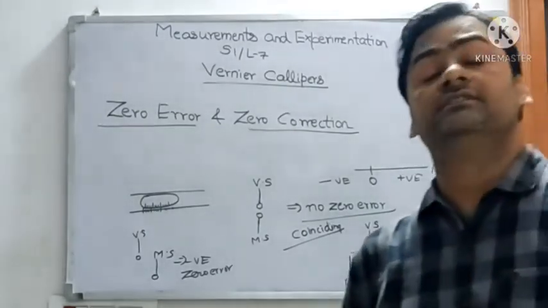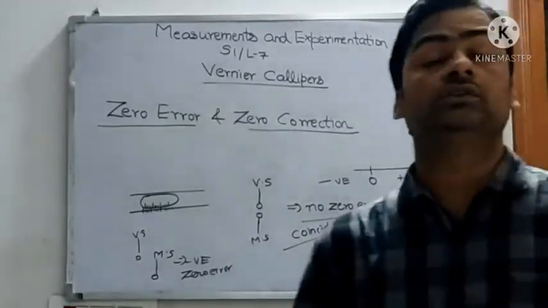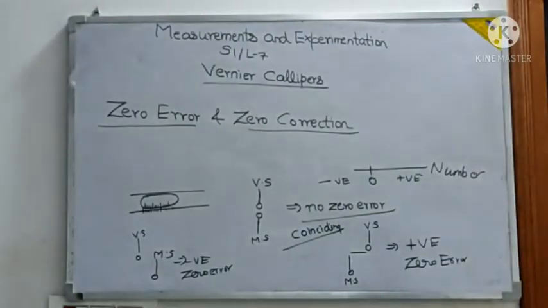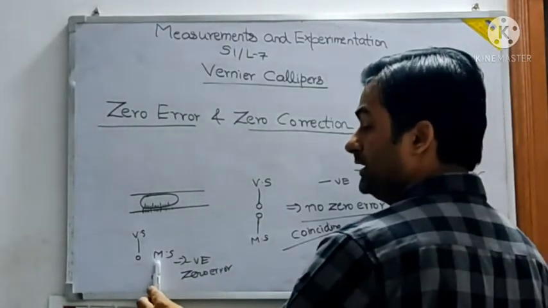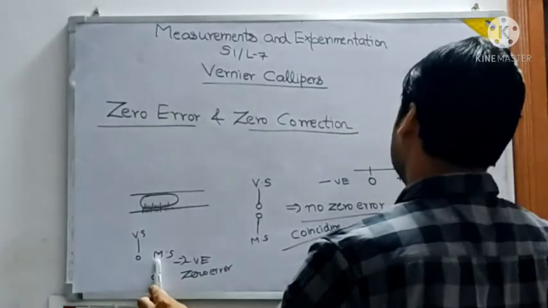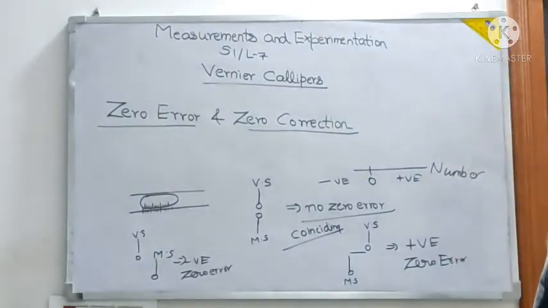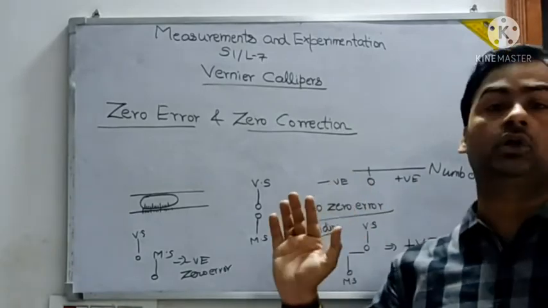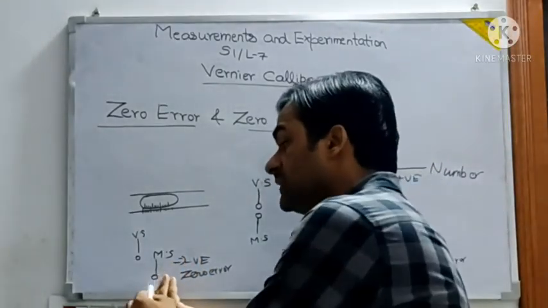That means when the zero of the vernier scale lies on the right hand side of the zero of the main scale, then the error is said to be what? Positive zero error. And see, if you consider the zero on the main scale as the zero of the number line, then anything that lies on the left means negative. So it should be negative as per the number line. This number line portion is just a hint or learning aid I am giving you. So if, with respect to the main scale, the vernier scale is on the left hand side.